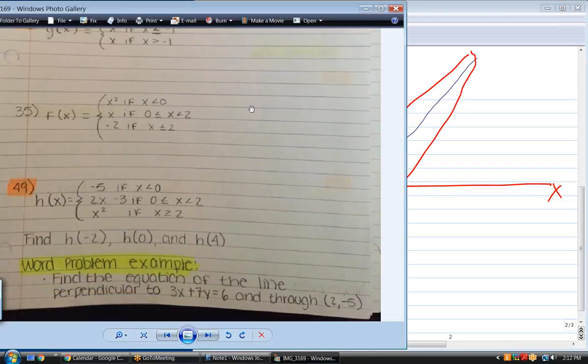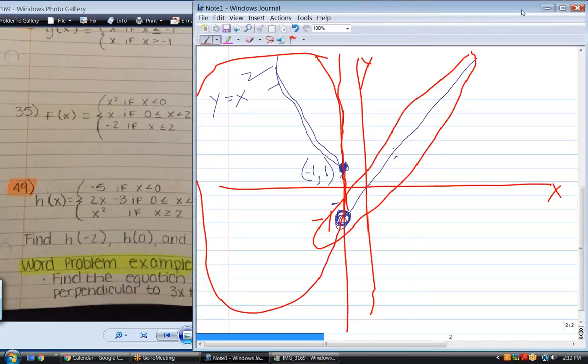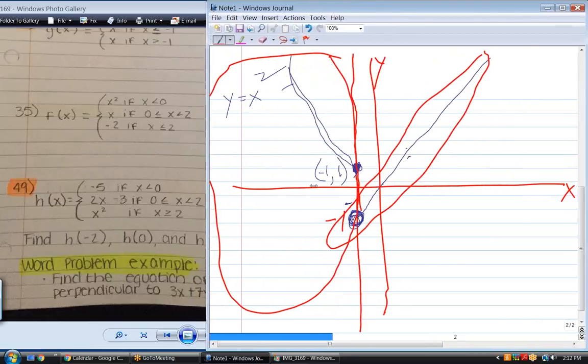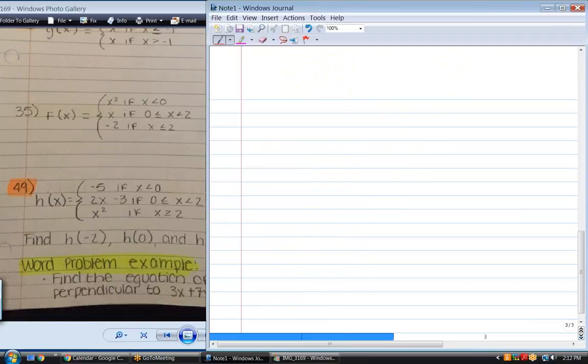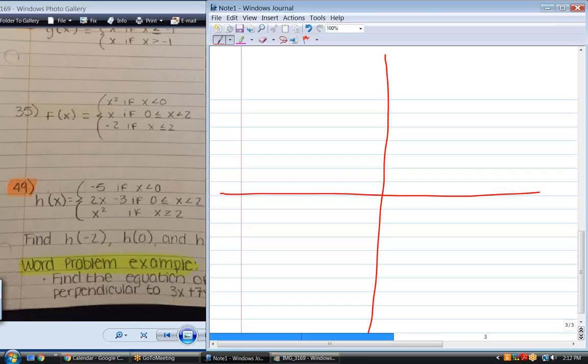Now, this is a little harder because it's a three-piece function. You want to do 35? How about you do 35? And we'll see if you got it figured out. All right. So here I'm going to draw the XY axis. Right.